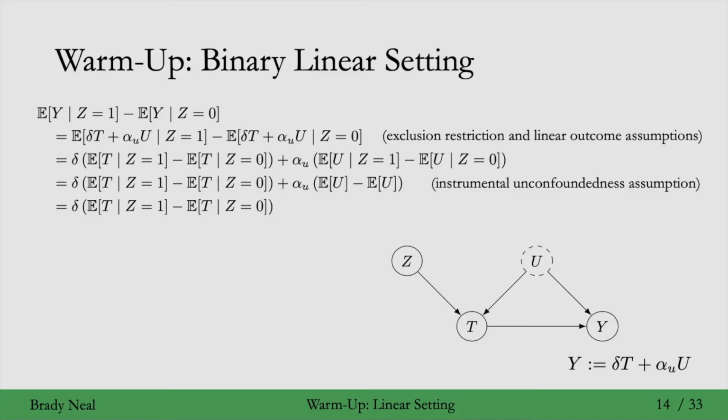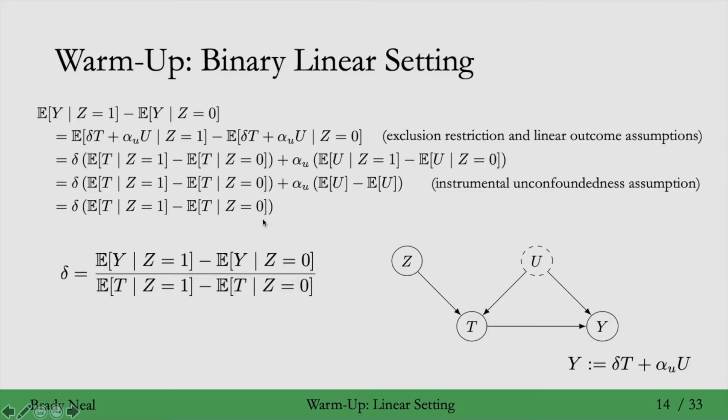And finally, we can solve for delta by just dividing both sides by this factor here to get this equation. The right-hand side is purely statistical, as there's no potential outcomes or do operators, so you know that we've identified the causal effect delta, which in the linear setting is the average treatment effect, and it's the individual treatment effect for every individual as well.